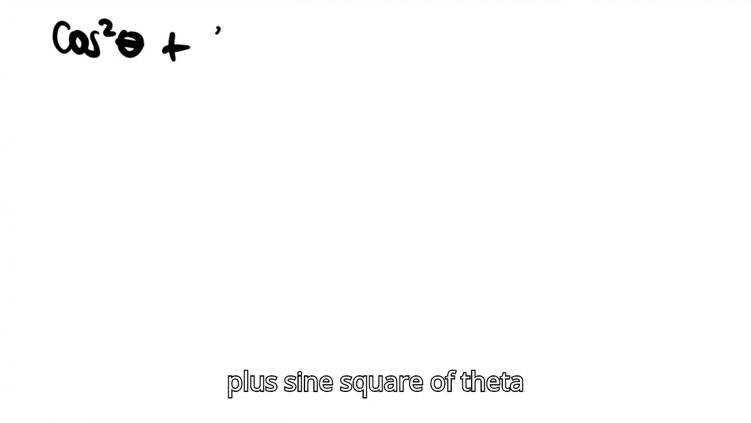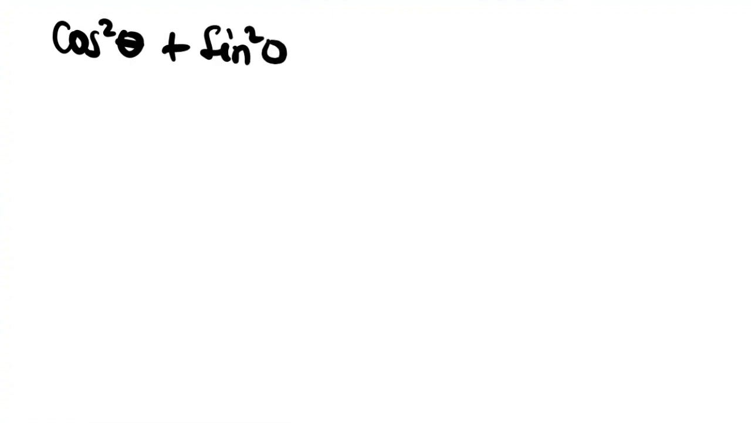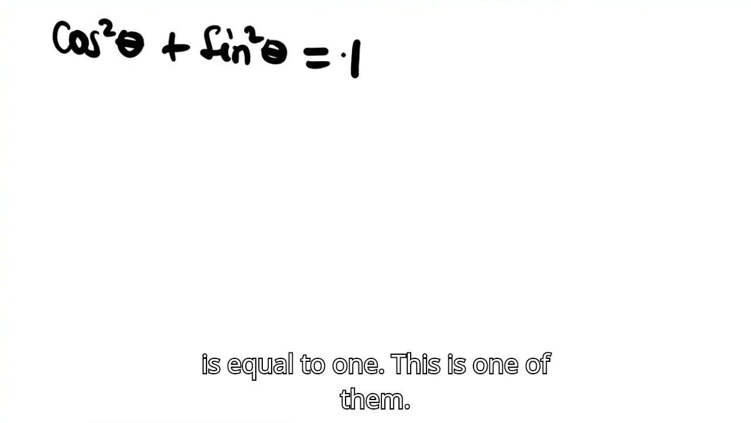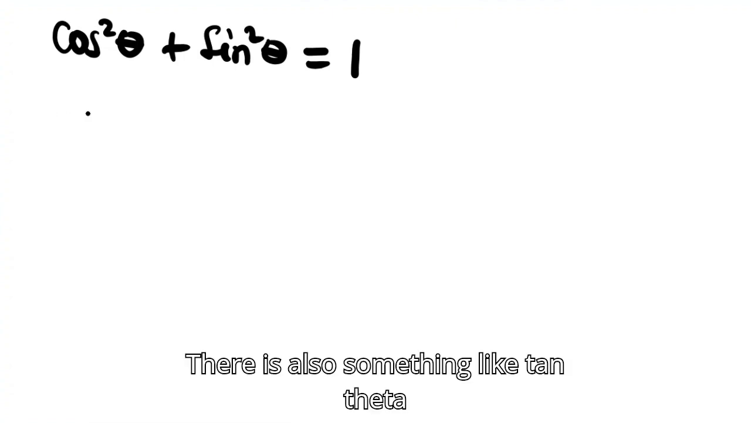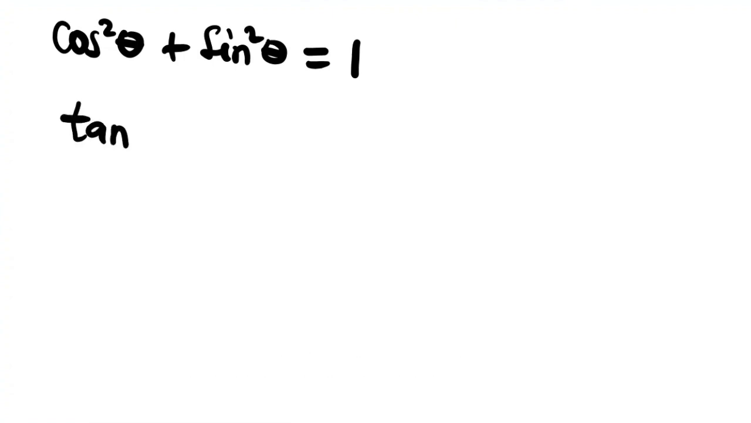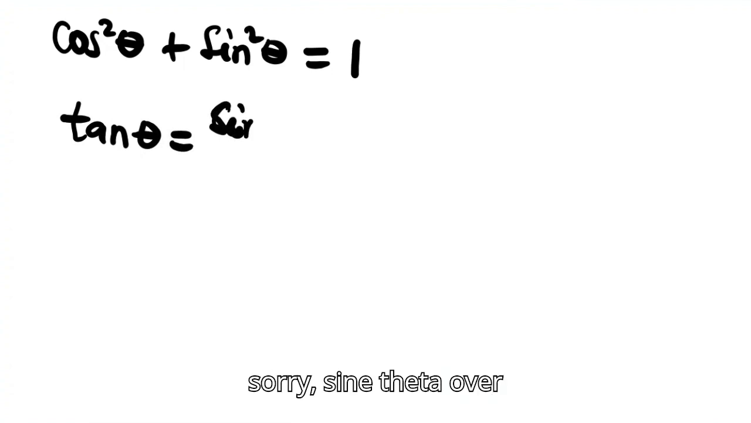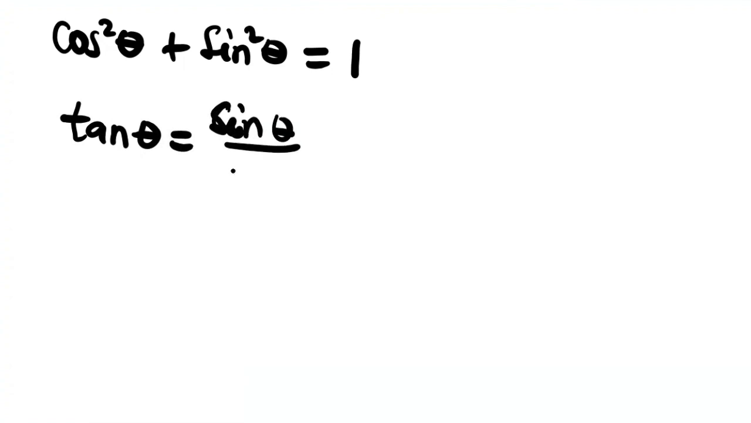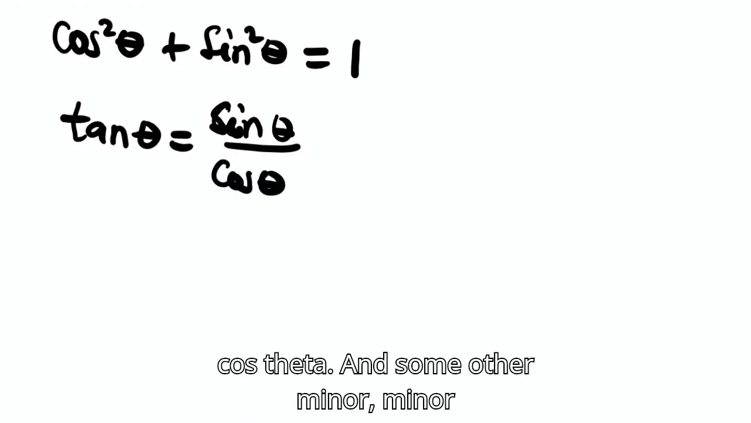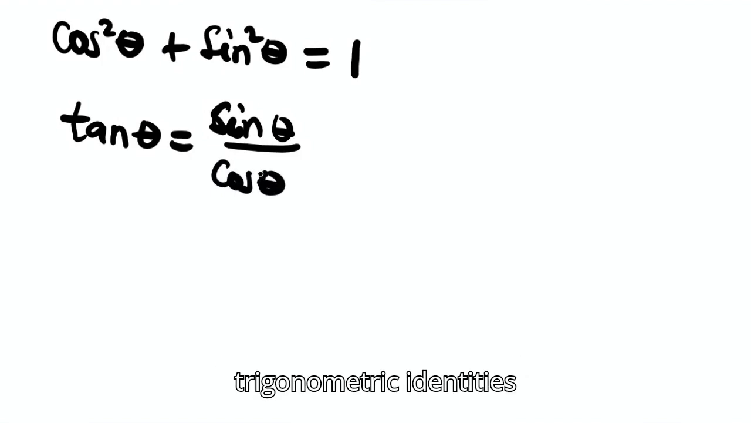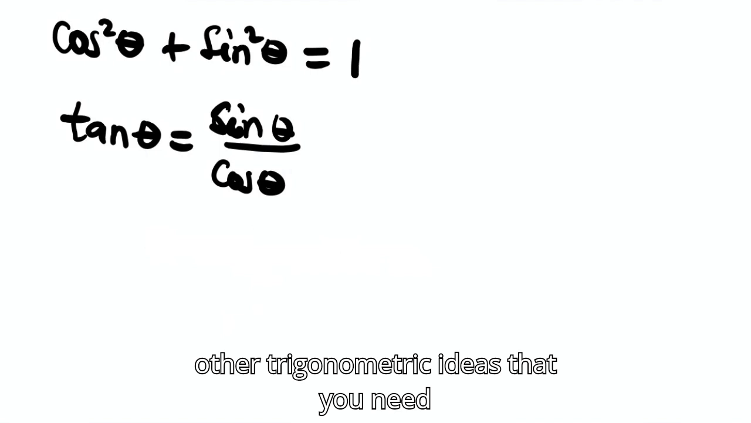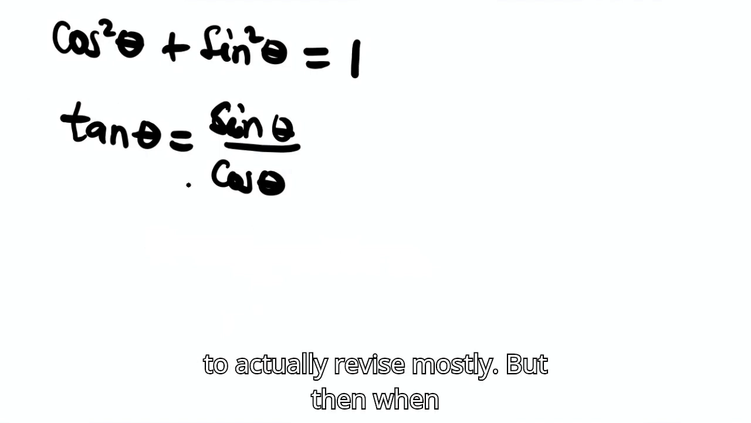Some of the common ones that we have, we know that cos square of theta plus sine square of theta is equal to 1. This is one of them. There is also tan theta is equal to sine theta over cos theta. And some other minor trigonometric identities that you need to revise mostly.